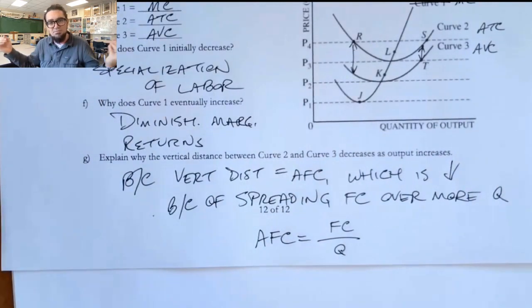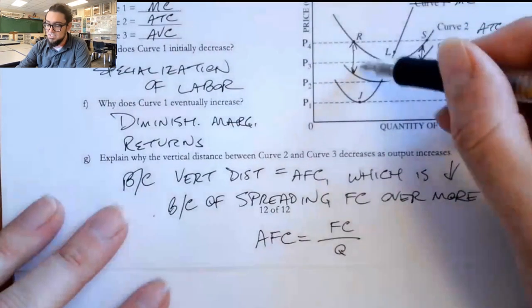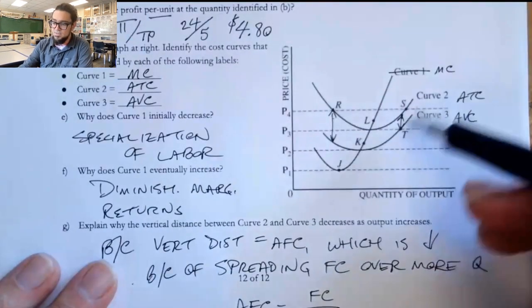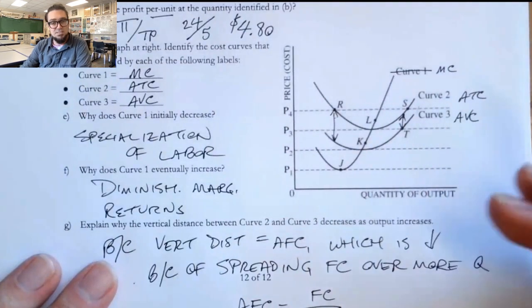So we're just spreading out that fixed cost, which is actually causing the distance here to shrink between the two, demonstrating that we really do understand that AFC is actually on this graph as well.